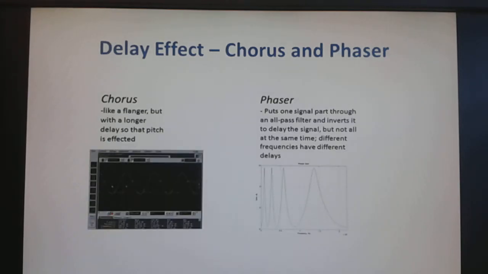Moving to chorus. Chorus is like a flanger mixed with that delayed signal, but it's a longer delay affecting the pitch. A phaser is like a flanger, but its delay is a little bit different. Here it puts one signal part through all pass filters and then inverts it to delay the signal, but not all at the same time, as different frequencies have different delays.